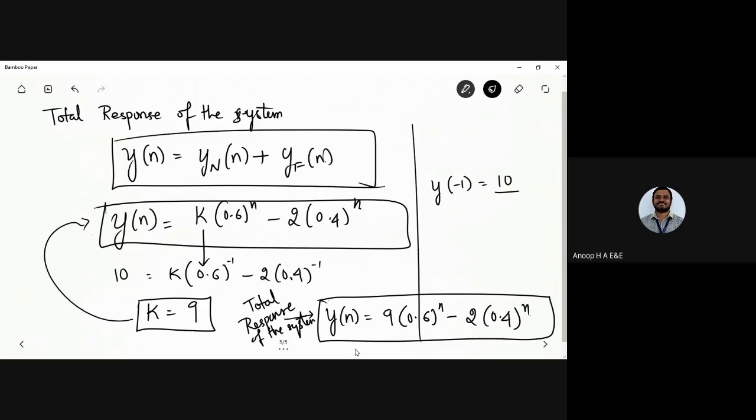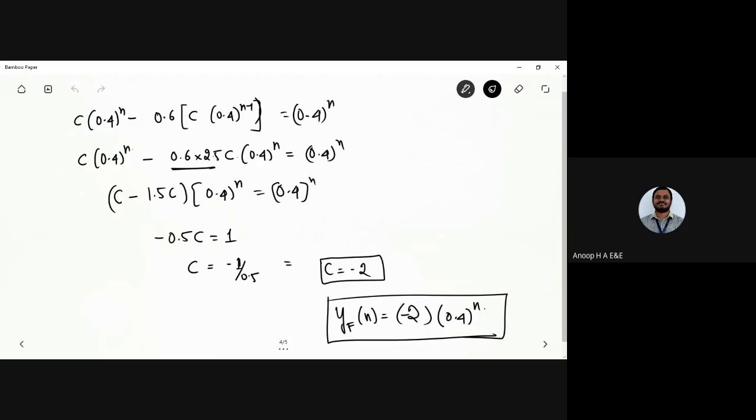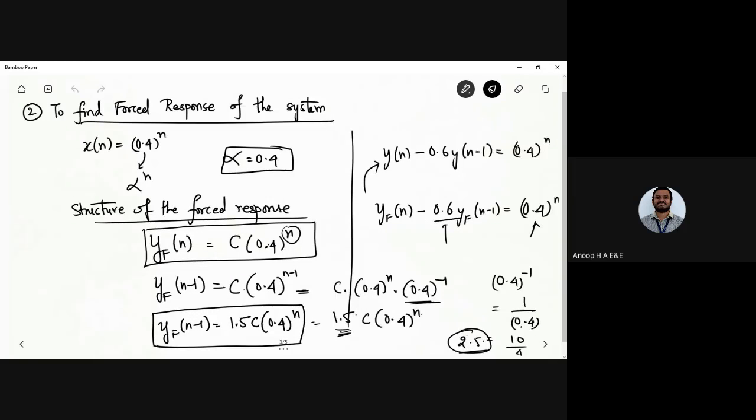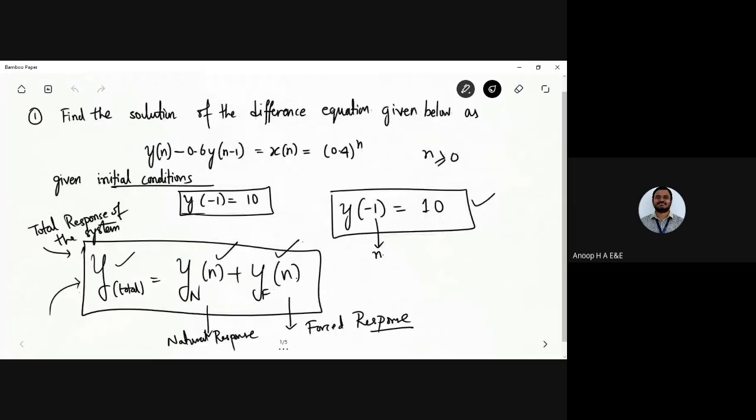Is the total response of the system, what you have here. So this is the way in which you can proceed with the given solution. So let me just highlight here. You are going to have the natural response of the system to be found initially. Next, you are going to find out the forced response of the system.